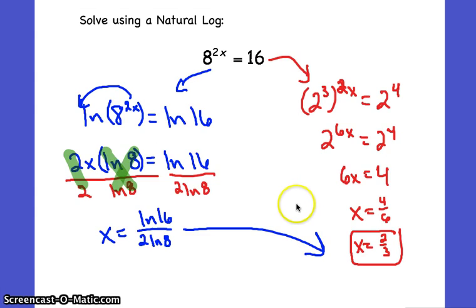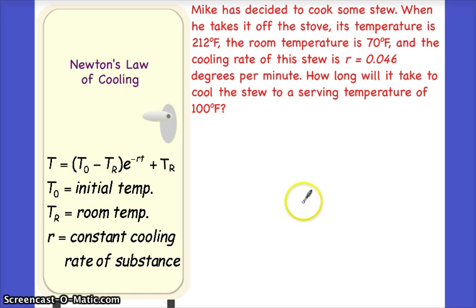Now, the last thing I have for you is just an example of one place that we might be able to use logarithms to help us out. Newton's law of cooling is a way of finding how long it's going to take, t, for some sort of liquid, a stew or a soup or just water, to cool near to room temperature.